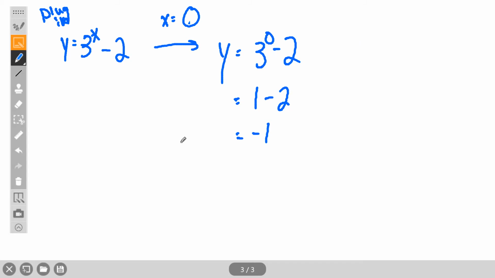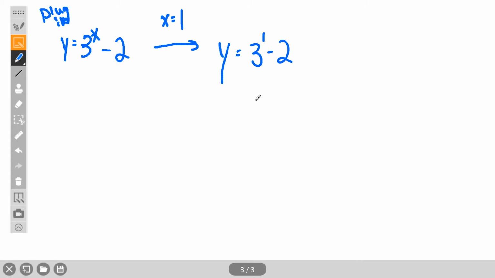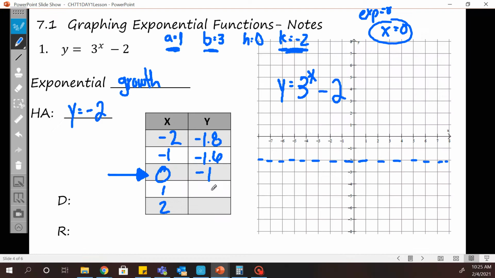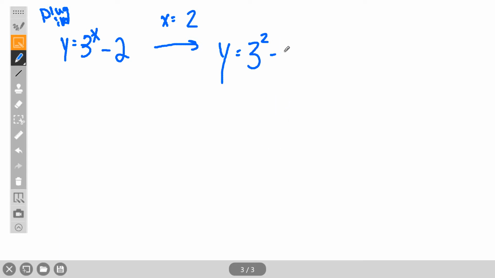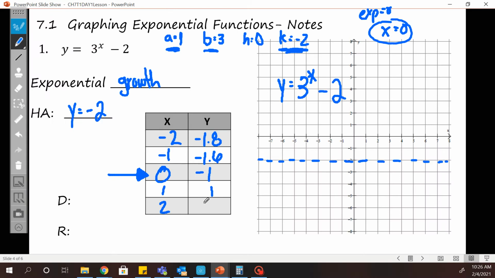Okay, let's plug in 1. It's a bunch of plugging in. So 3 to the 1 minus 2, which is just 3 minus 2, which is 1. So next, 1, 1. And then I need to plug in 2. So 3 to the second power minus 2, which is 9 minus 2, which is 7. So next on my table is 7.